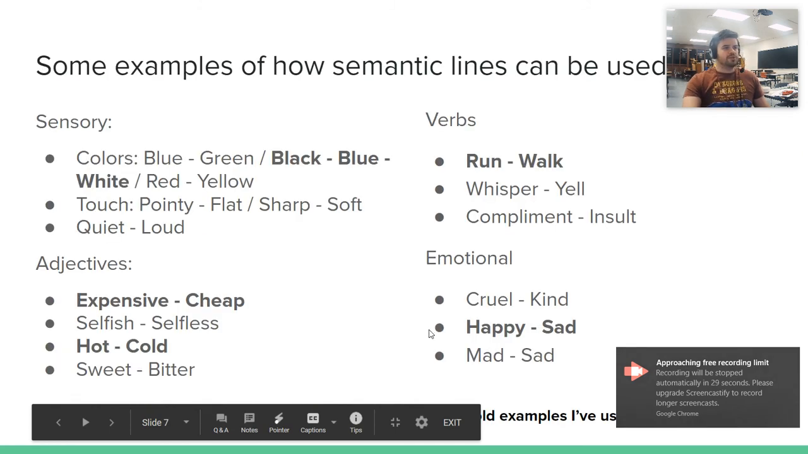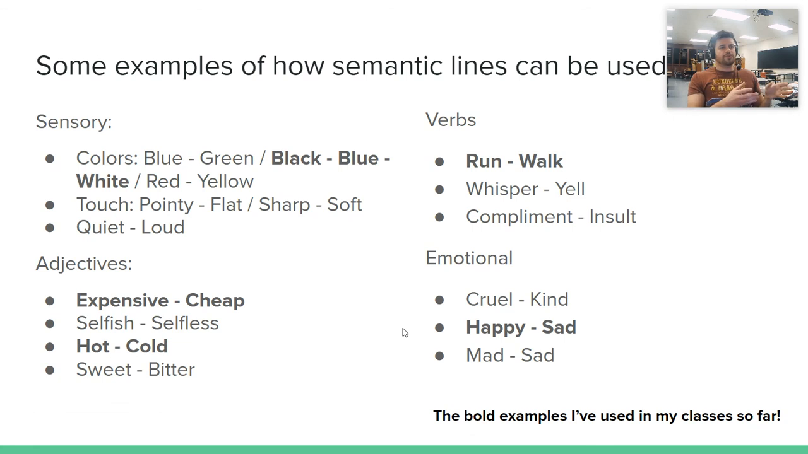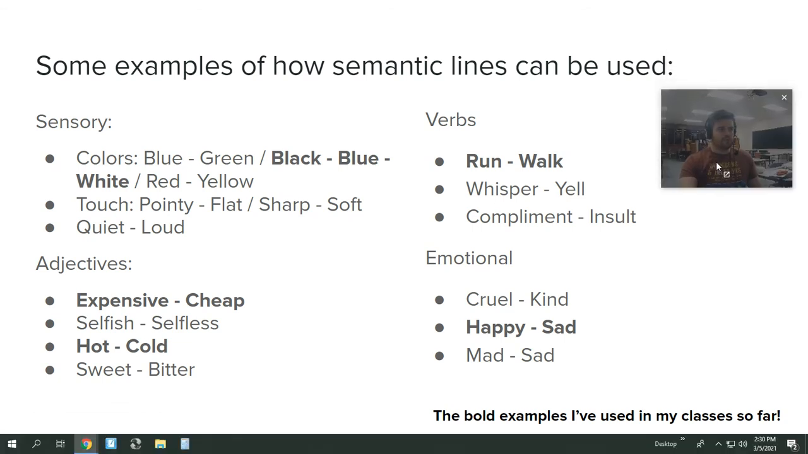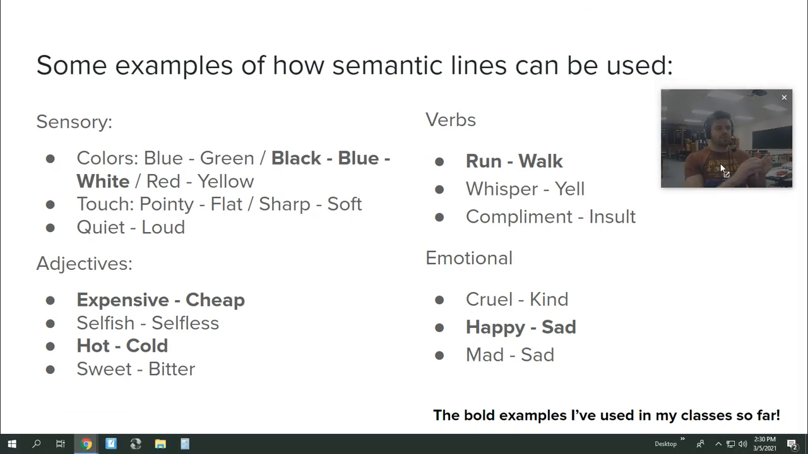All right. So these are just a couple of examples. I've only got 30 seconds left in the video. These are a couple of examples of how semantic lines can be used. You've got sensory, you've got adjectives, verbs, emotional. I'm sure there are more categories than these. The ones in bold are the ones that I have personally tried in my classes so far. The kids have responded very well to them when they participate, of course. But I think if you give this a shot, you're going to enjoy it. If you do, let me know.